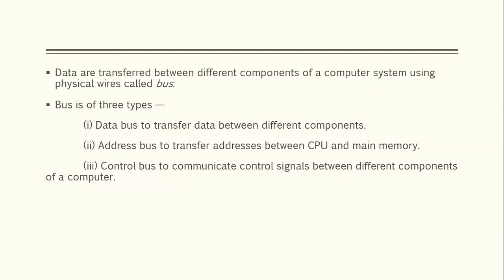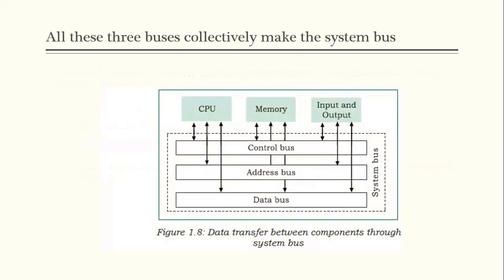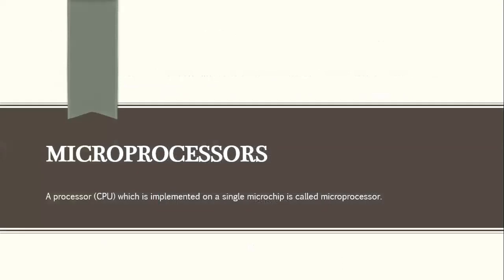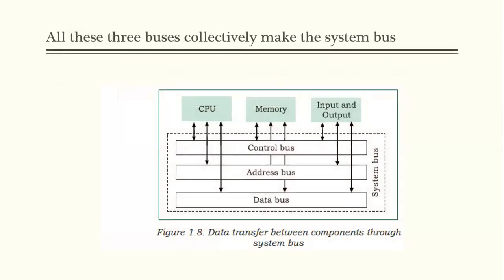The question can come: what is a bus? Bus is of three types. There's a data bus, an address bus, and a control bus. Data bus will transfer data between different components. Address bus transfers addresses between CPU and main memory. And control bus communicates control signals between the different components of a computer. All three together make a system bus. If you now look at it, the data bus is bidirectional.